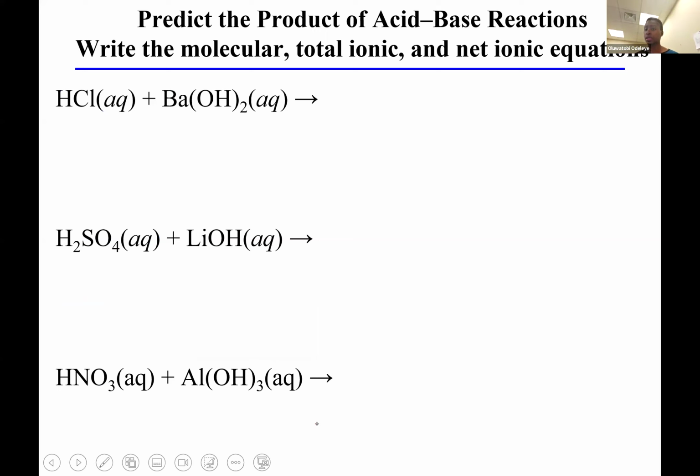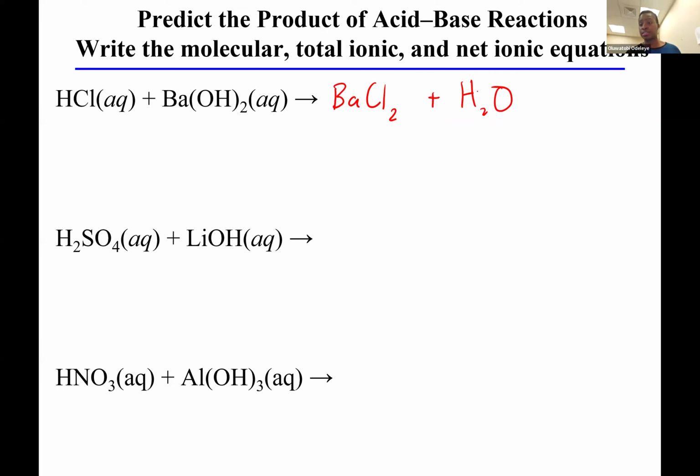Again, pause this and go ahead and write these out. Write the total ionic and net ionic equations. Are we good? Okay. This gives you barium chloride and water. Because it's a neutralization acid-base reaction, it's always going to give you a salt and water. Where are we at? Liquid, aqueous, and 2. The net ionic equation for all of these is going to be the same: water, or rather H plus and OH minus, to give you H2O.